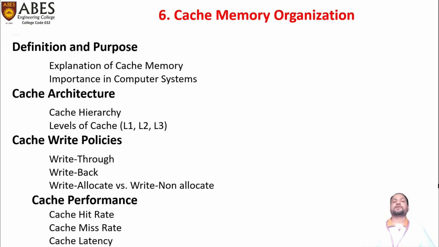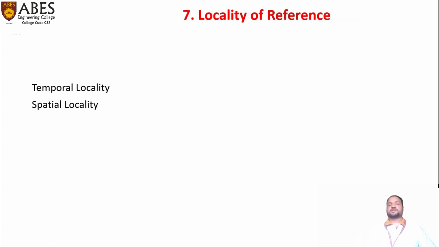And from this very unit, one more important topic is cache memory organization. So in this particular series, we are going to discuss what is cache memory, what is its importance in a computer system, what is cache hierarchy, what are different levels at which cache is allocated, L1, L2, L3, what are cache write policies, what are cache performance policies, and lastly, locality of reference. In this very series, we are going to discuss locality of reference and its types. Mainly, we are going to cover temporal locality and spatial locality.